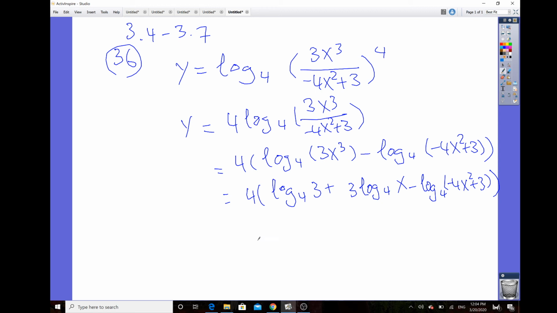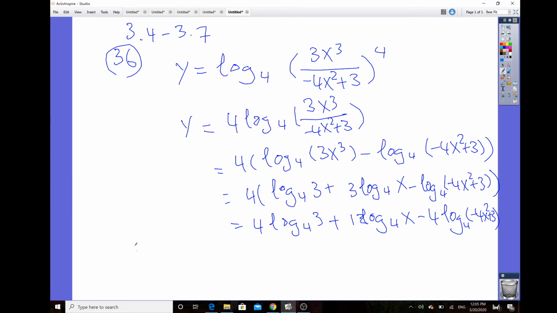And now, before you differentiate, you're probably wondering, can I distribute that 4? Yes, you may, because we want to take the derivative term by term instead of dealing with a product or a bunch of mess with the quotient and also the power. So let's expand it. Distribute: we got 4 log base 4 of 3, that's a constant, and then plus 12 log base 4 of x, because you want to distribute that 4 into the coefficient. And then minus 4 log base 4 of the quantity of negative 4x squared plus 3.